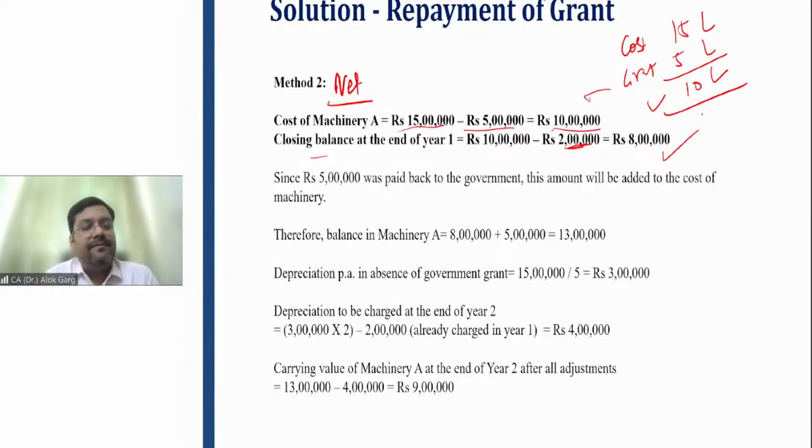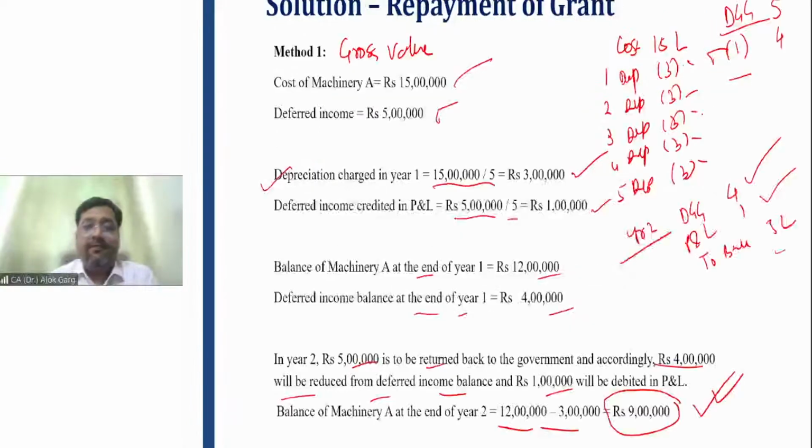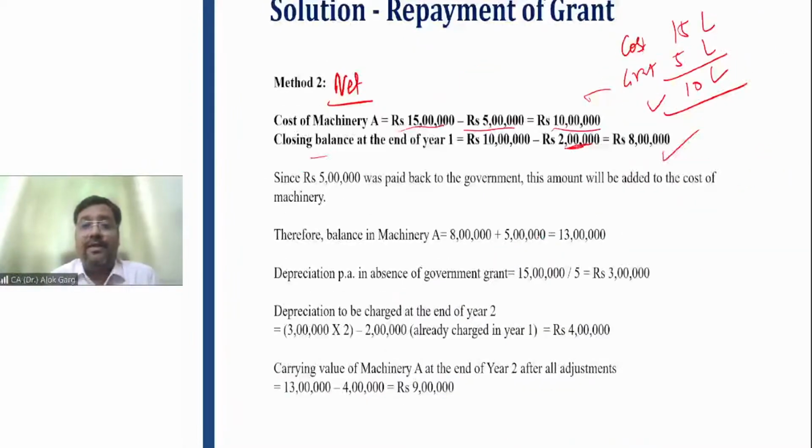Don't you think when we are paying this government grant back, we have to increase the value of our asset? In the first case, when I was following a gross value, the carrying value at the end of first year was 12 lakh rupees. Here the carrying value at the end of the first year is 8 lakh rupees only. Don't you think that the fundamental, what you have applied, that 5 lakh rupees is not my cost. But now, when you are paying back this 5 lakh rupees, it will become your cost. So don't you think that you have to increase the value of the asset? Gross block has to be increased. Your value has to be increased.